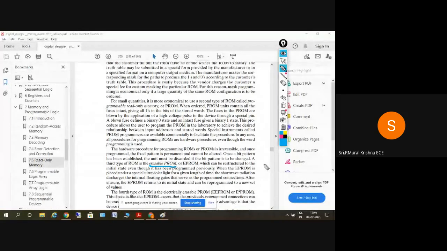How will the erasing be done? It is done with the help of special ultraviolet light. The EPROM is placed under special ultraviolet light for a given length of time, and the short wave radiation discharges the internal floating gates that serve as the program connections. After erasure, the EPROM returns to the initial state and can be reprogrammed with a new set of values.